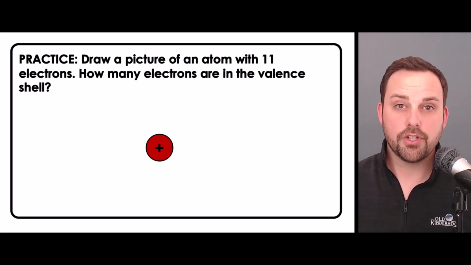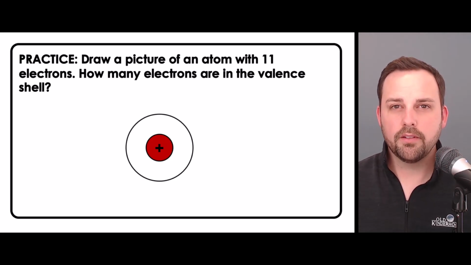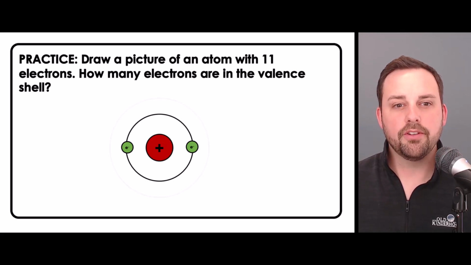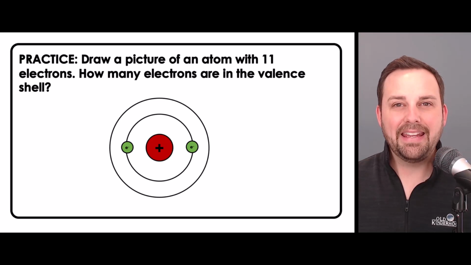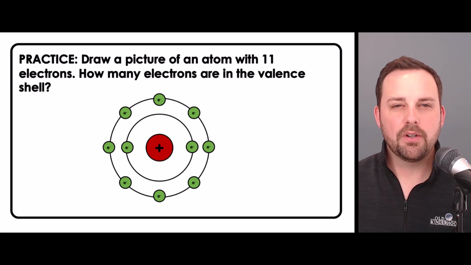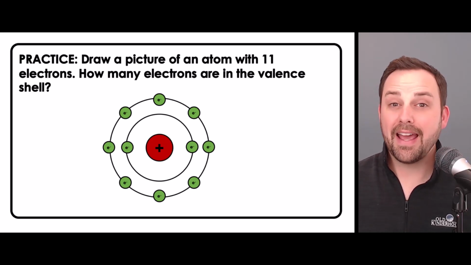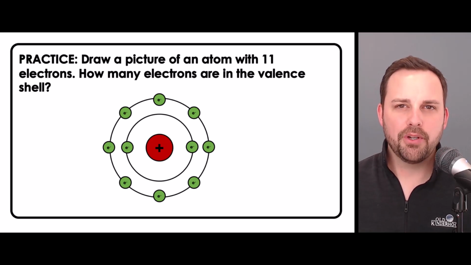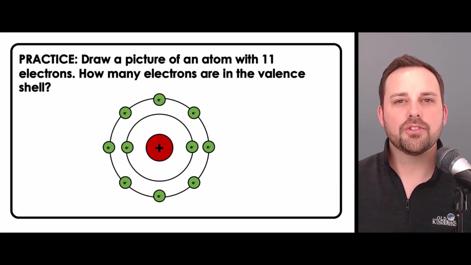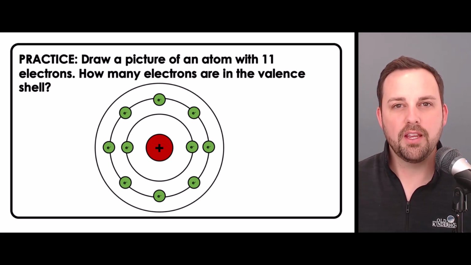Eventually, we need 11 total electrons, but we always have to start with shell number 1. Shell number 1 can only hold 2 total, so we'll put 2 there. Next, we'll draw shell number 2. We can add 8 total electrons to shell number 2, so we'll do that. 2 plus 8 equals 10. So we still have one more electron that has to go somewhere. We can't just put it in shell 1 or shell 2 because both of those are now already at their max. So now we have to draw shell number 3 and add the remaining electron to shell number 3.